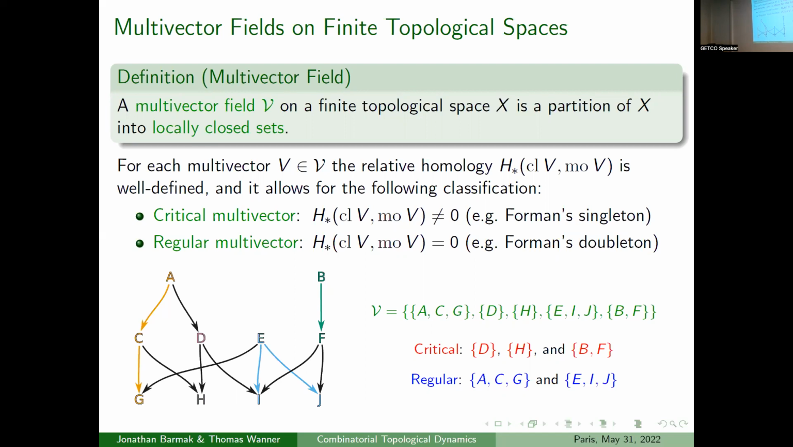Here's one example. This is a finite topological space. By color, I indicate the multivector field. And if you do the computations, you see that there are 3 critical ones. The D is a critical multivector, H is a critical multivector, and BF is a critical multivector. The other 2 are regular.